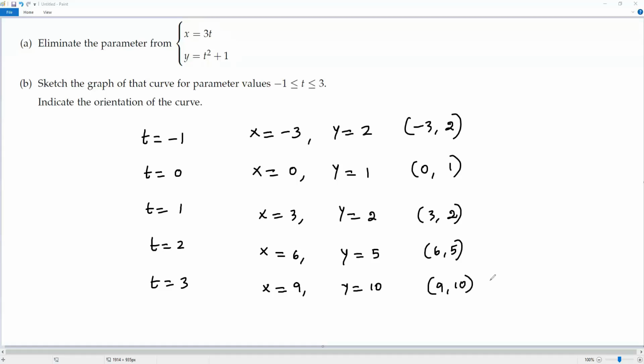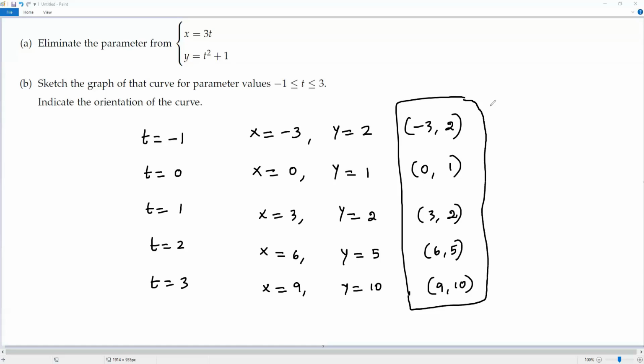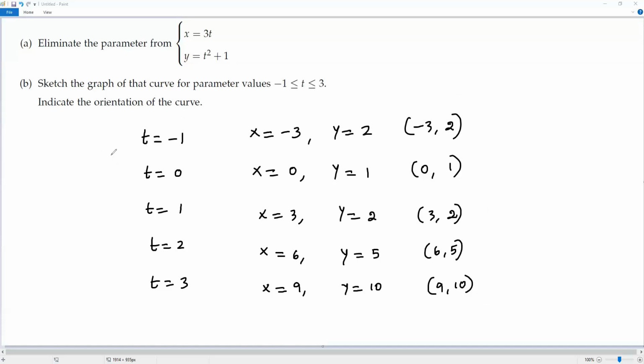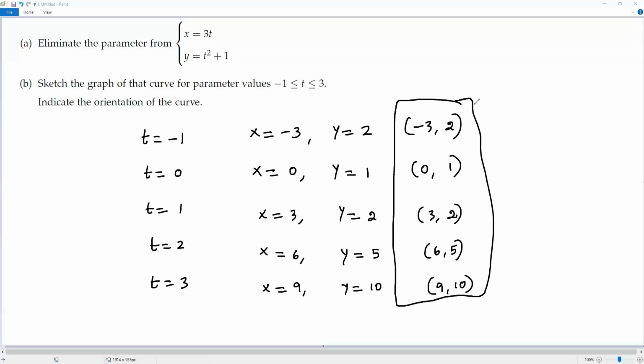Okay, now for 5 values of t, I got 5 points in terms of Cartesian coordinates. Now what I need to do is plot all these 5 points on an xy plane and connect them by a freehand curve. And also I have to indicate the direction of the curve, because the question clearly says we have to indicate the orientation of the curve. Okay, now let's plot all these 5 points on an xy plane.